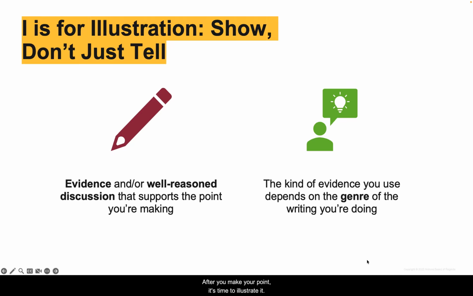After you make your point, it's time to illustrate it. Just like the pictures in a children's book help readers understand the story, evidence in your paragraph helps your reader understand your claim. Now, this illustration might be a quotation, a statistic, an observation, or a well-reasoned discussion. What you choose depends on the genre of the writing you're doing, whether you're analyzing a novel, critiquing a speech, writing a rhetorical analysis, or a personal essay. No matter the genre, you must have some way to illustrate your point, and that illustration gives your paragraph substance.